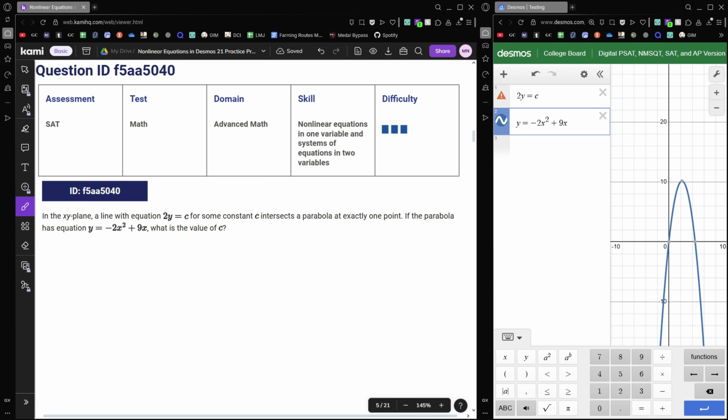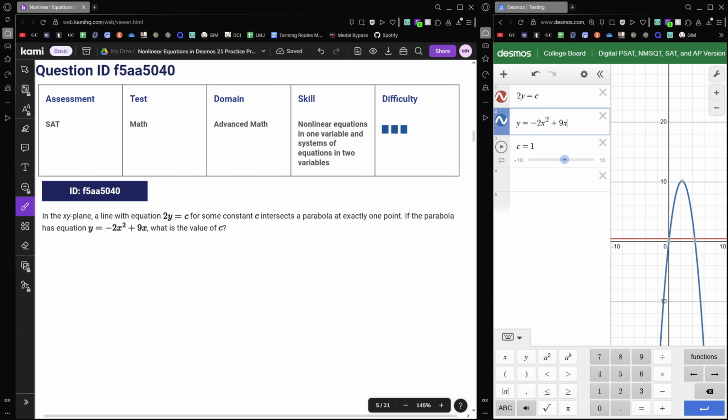Now just like before, we want to make a slider for our constant, which is c. They don't give us the option to do that, but you can just type in c equals 1, and it will instantly make that slider for you. Now we can start messing with the value of c until this line right here intersects this parabola at exactly 1 point.